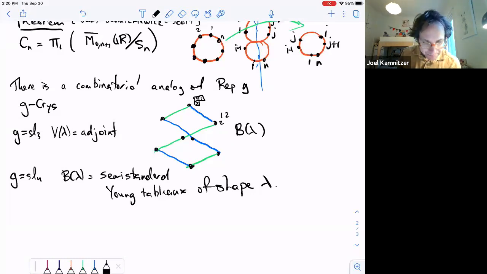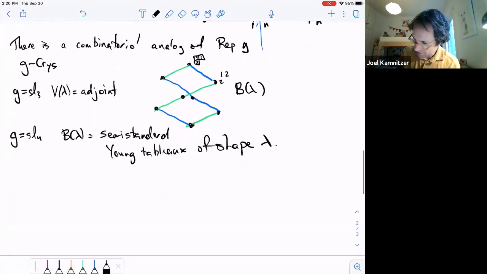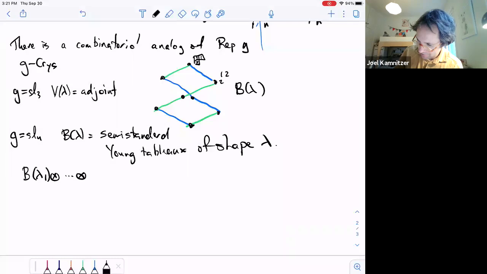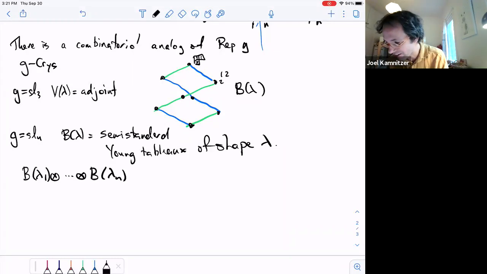Okay. What can you do with these crystals? Well, there's a crystal associated to every irreducible representation of G, and there's also a way of forming a tensor product of such crystals. The definition of tensor product is highly non-trivial. This is the most interesting part of the theory, but I won't go into it today.